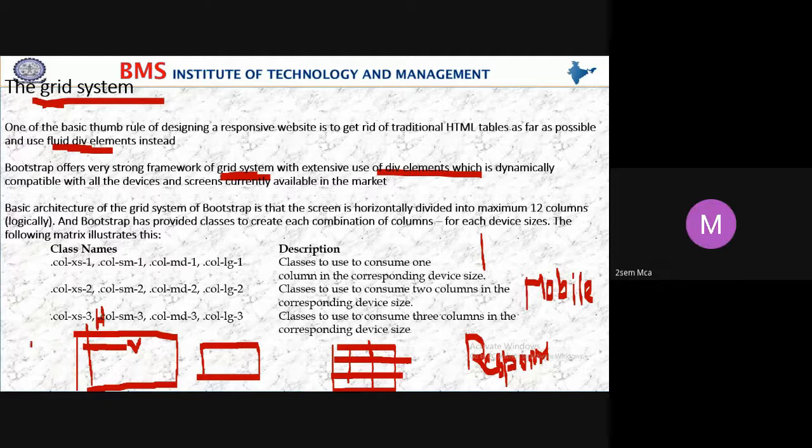Correct. This is horizontal. Students, are you listening? Fifty plus students are there. All the 50 students are listening.